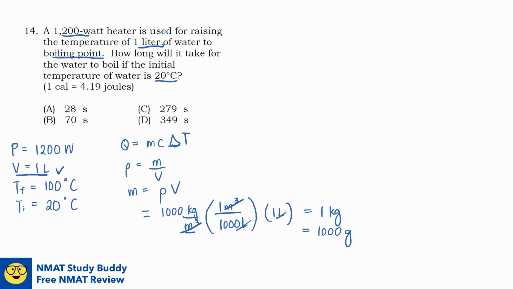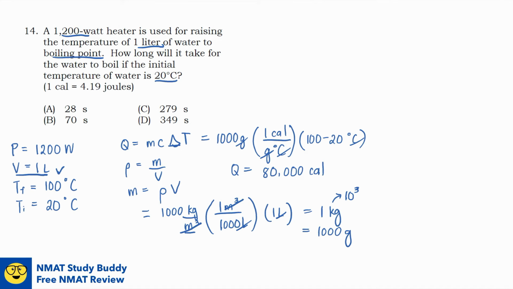Kasi pag sinabing kilo, 10 raised to 3. So 1 times 10 raised to 3 is 1,000 grams. Okay, so meron na tayong mass. Pwede na natin siya i-substitute dito sa formula. So 1,000 grams times yung specific heat ng water. Alam natin na 1 calorie per gram degree Celsius yun. Times yung change in temperature is 100 minus 20 degrees Celsius. Ayan, so makakancel yung gram and Celsius. Yung matitira sa atin, Q is equal to 1,000 times 80, which is 80,000 calories.